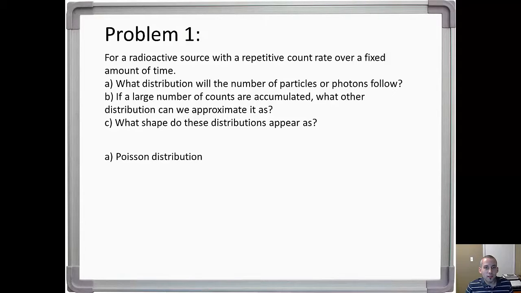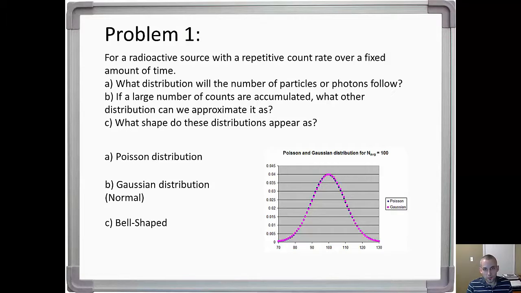Now, if we have a large number of counts that are accumulated, what other distribution can we approximate it as? The answer is Gaussian distribution, or some people call it normal distribution. I prefer Gaussian. What shape do these distributions appear as? They are bell-shaped. So they are sort of overlaying each other, bell-shaped.